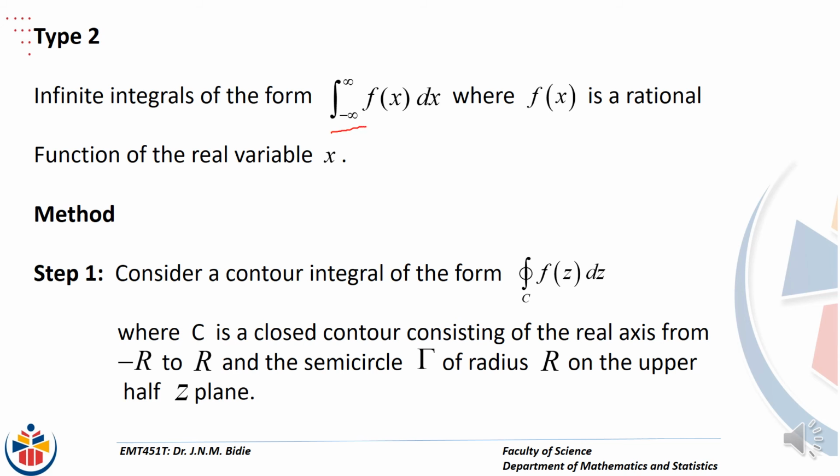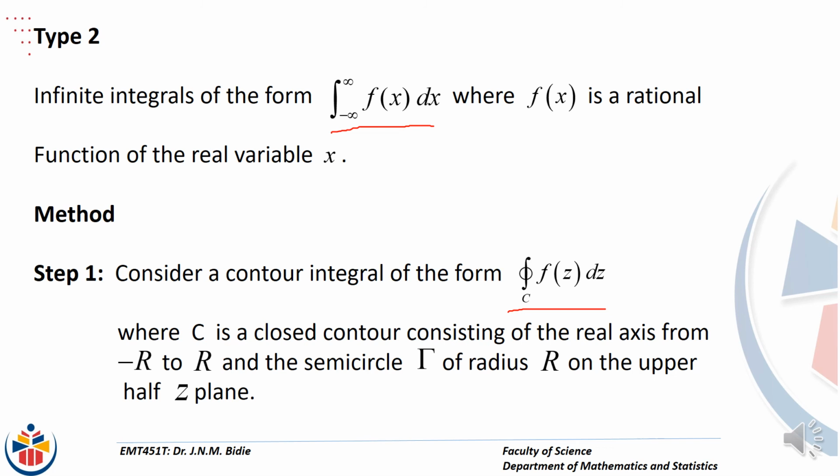Now for type 2, we have a function of variable x, and we're integrating it with respect to x, and it's an infinite integral from negative infinity to infinity, the full integral. One of the first things that we need to recognize is that it has to be changed to a function of z, and the integral sign be changed to a contour integral in order for us to be able to evaluate.